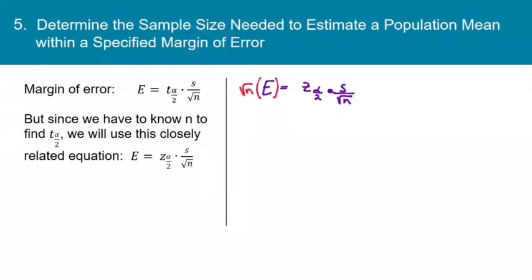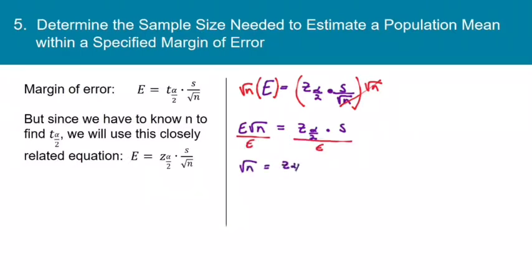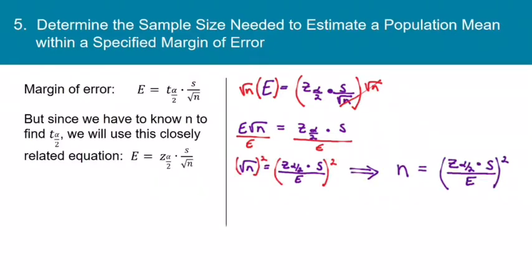First, we're going to multiply both sides by square root of n, and that's going to cancel the square roots of n here, and that will give us e times the square root of n equals z sub alpha over 2 times s. Now remember, I'm trying to isolate n. So now I'm going to divide both sides by e, and that gives us square root of n equals z times s over e. And now to remove the radical, I'm going to square both sides, and that gives us n equals z sub alpha over 2 times s over e, all squared.